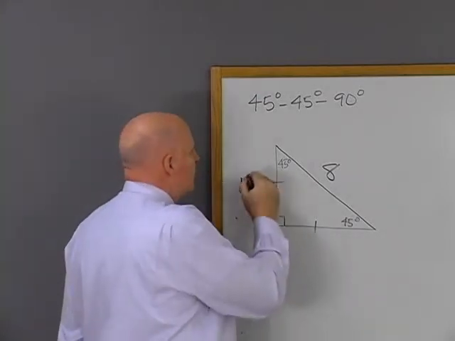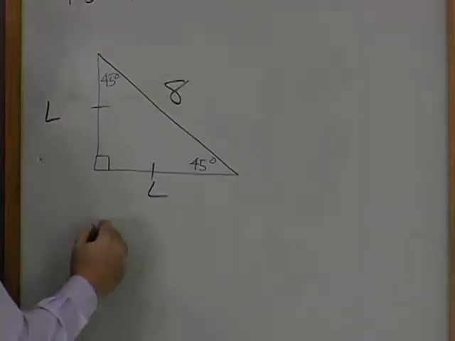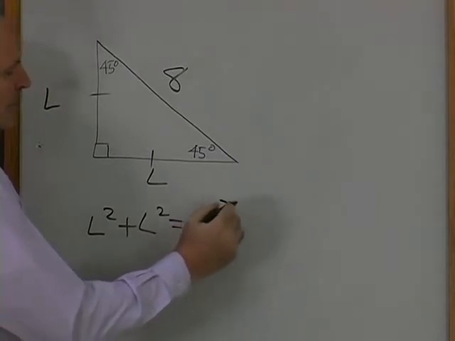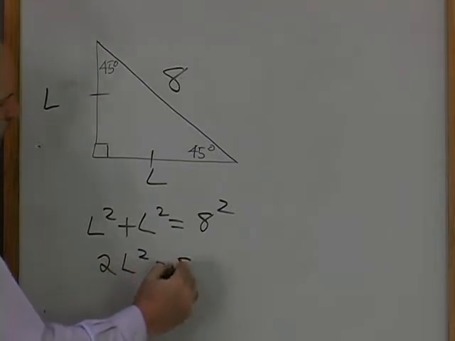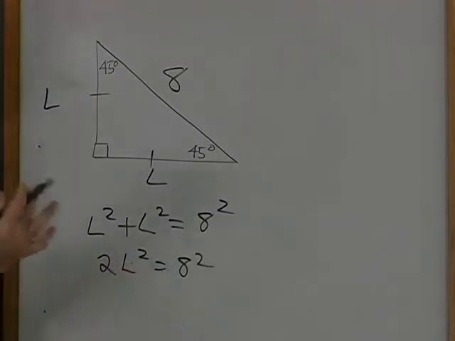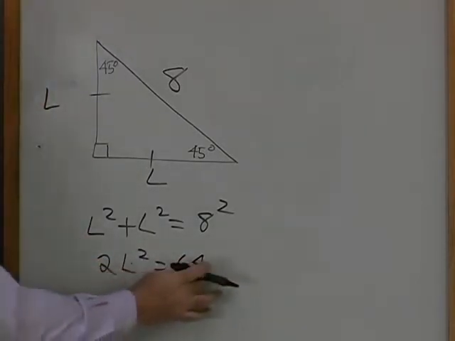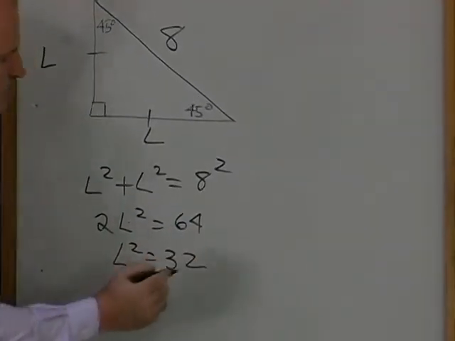Well, let's just do this. Let's do leg 8. So we know leg squared plus leg squared equals what? 8 squared, right? So this would be 2L squared equals 8 squared. So now what are we going to do? We're trying to find L. Let's go ahead and multiply this out. Let's make that a 64. Then we're going to divide both sides by 2, right? So we get L squared equals 32.